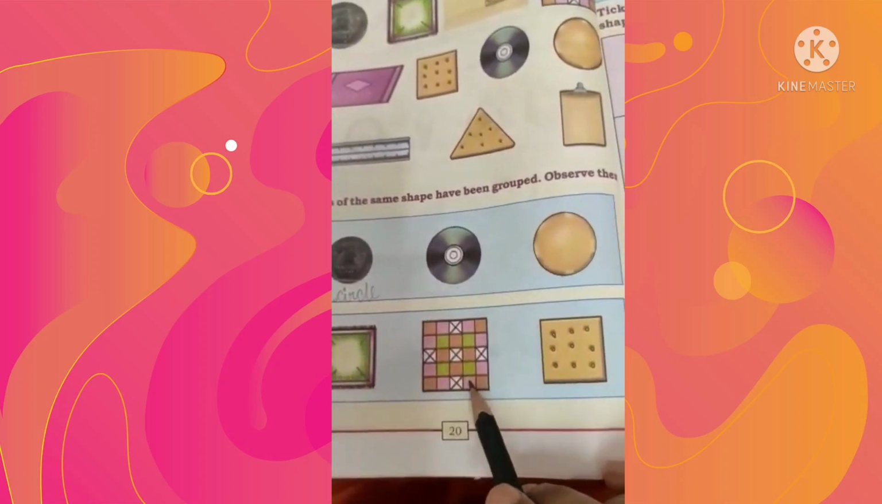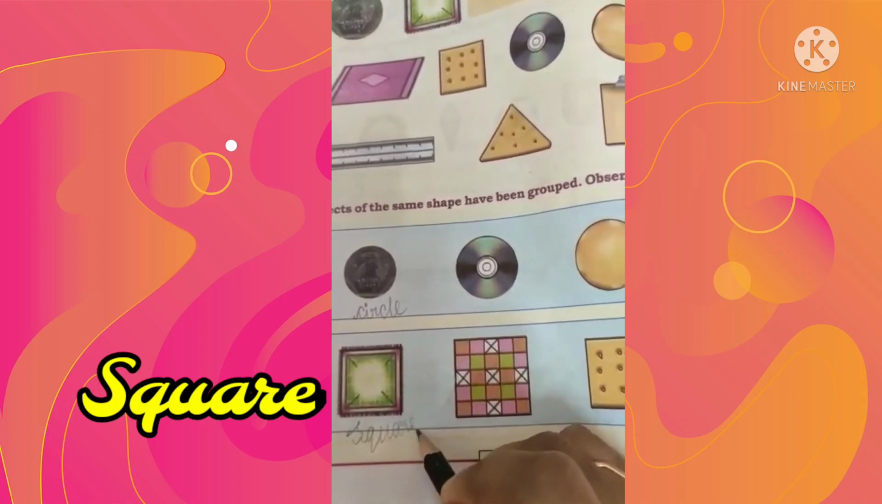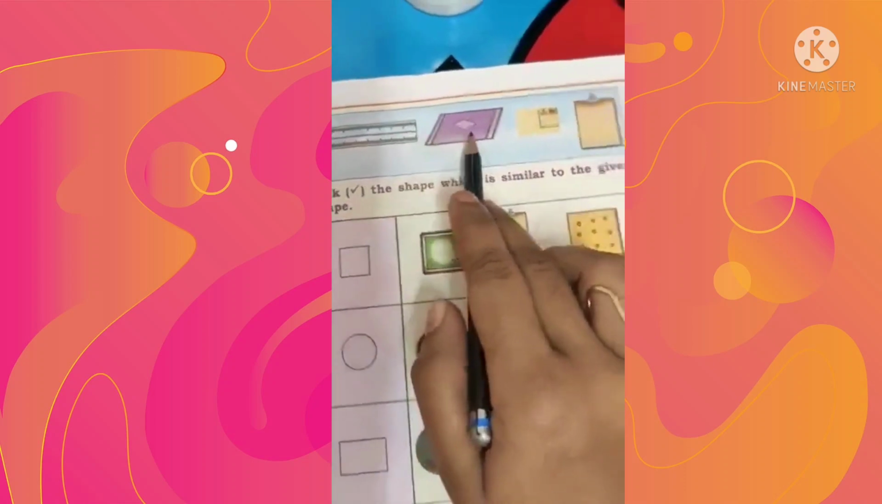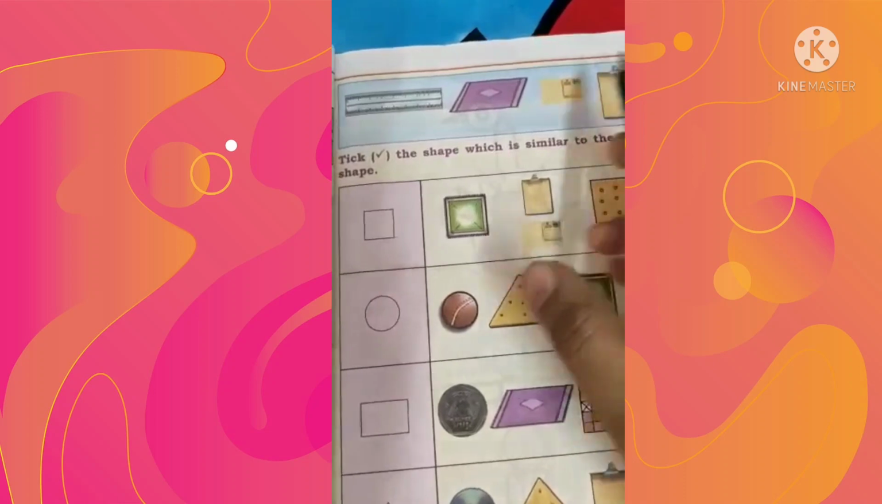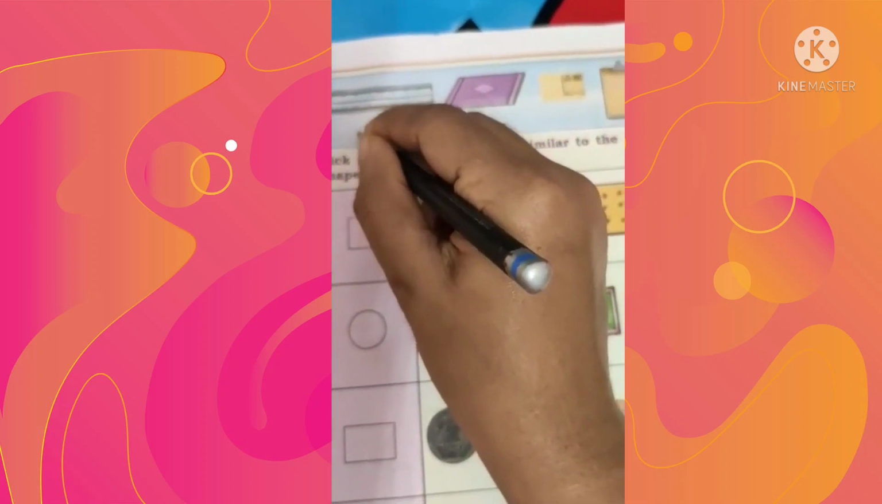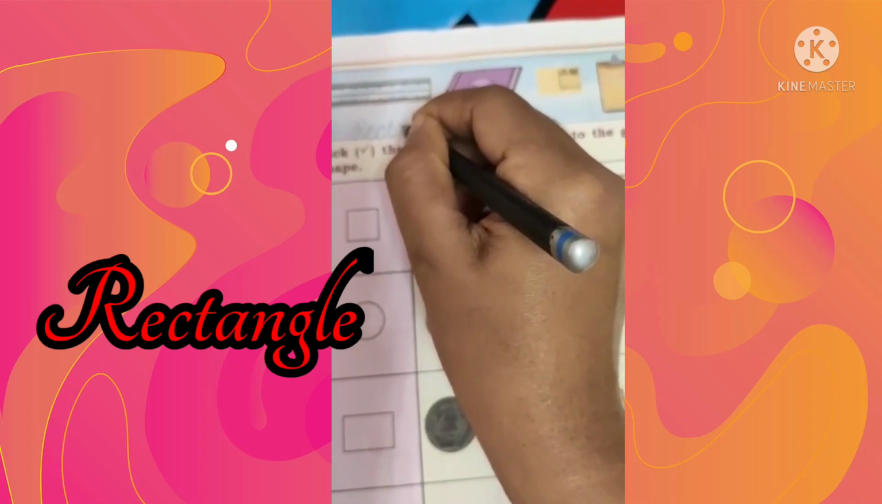Mat, Chinese checker and biscuit. These are examples for which shape? Yes, square. Write square. Now, scale, mat, postcard and cardboard. These are all examples for rectangle shape. So, write there: rectangle.